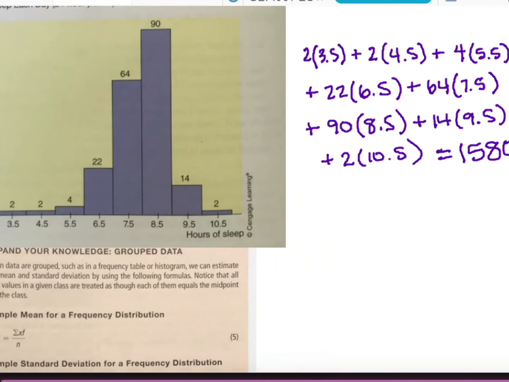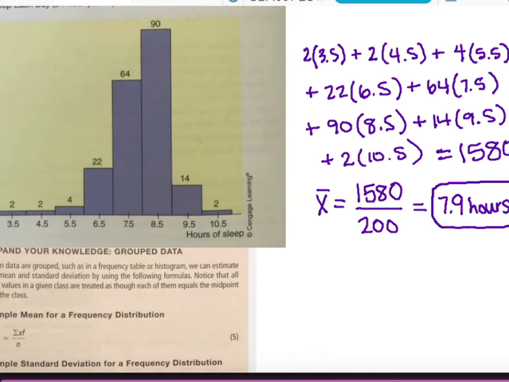So if I wanted to find the mean, I would take that number divided by what? The total divided by how many people? And we get a mean of 7.9 hours. Remember that that's an estimated mean using the midpoints.